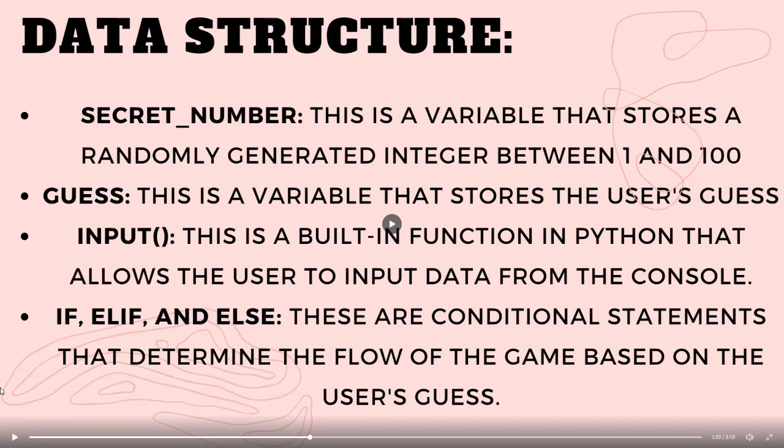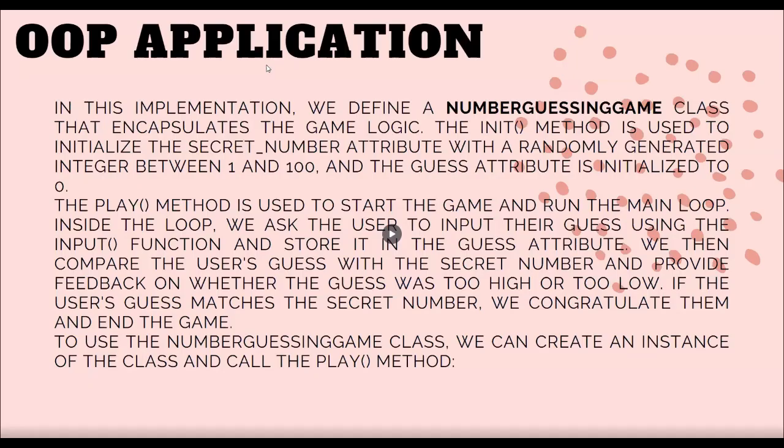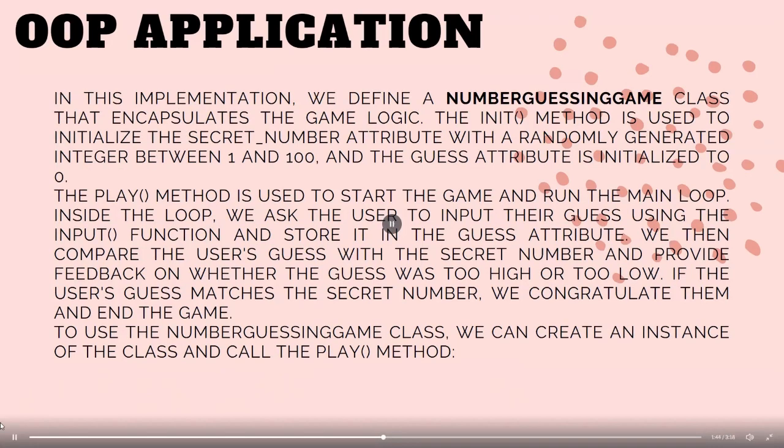The next is the OOP application. For the OOP application, in this implementation, we define a number guessing game class that encapsulates the game logic. The init method is used to initialize the secret number attribute with a randomly generated integer between 1 and 100, and the guess attribute is initialized to 0. The play method is used to start the game and run the main loop. Inside the loop, we ask the user to input their guess using the input function and store it in the guess attribute.